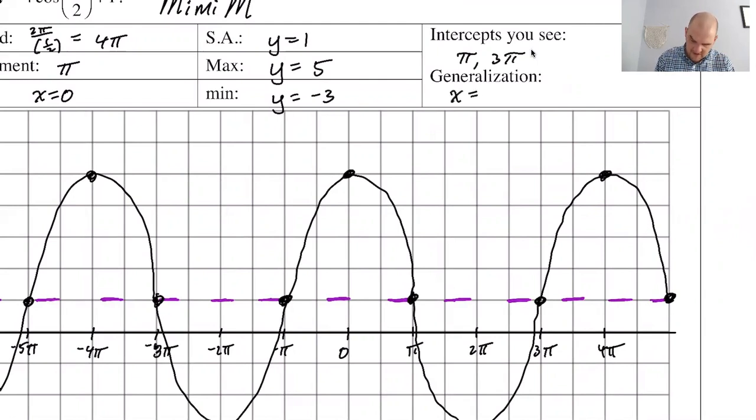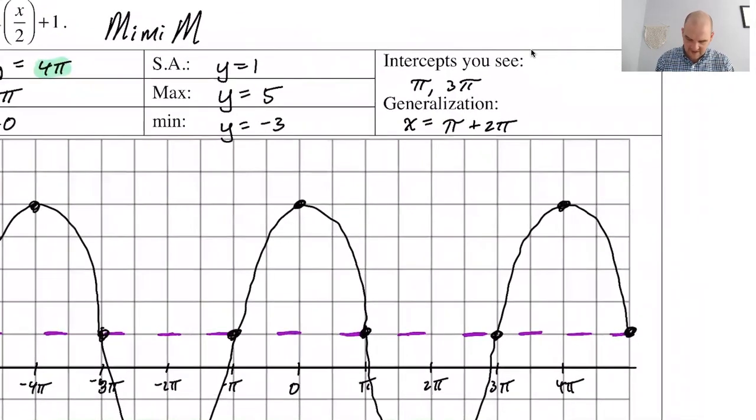So I'm going to say x is pi, and then I need to add 2 pi, which is half of the period, right? The period's 4 pi. You get an intercept twice per period, which means it takes half a period to get between them. So it makes sense that you get half the period there times n. N is an element of the integers.